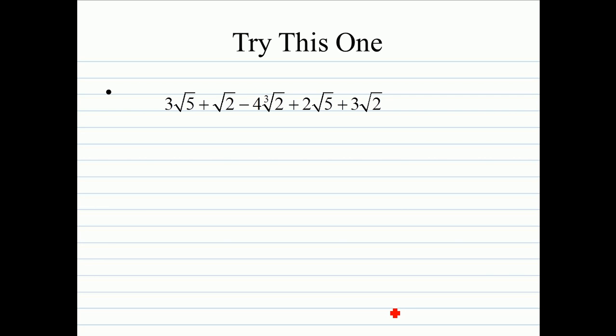So let's try this one together to make sure we have the idea down. With this we're looking for our like terms. Looking at this, we see that we have like terms here, 3 times the square root of 5 with 2 times the square root of 5, right? And we also have the square root of 2 and 3 times the square root of 2. And notice with 4 times the cube root of 2, there's no like terms with that, so we just leave that alone. Now, as we go through it, we combine our like terms.